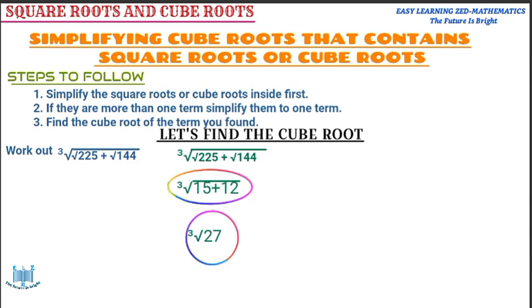Once I've done that, the next thing I'm going to do is go to the third step, which is find the cube root of the term you found. For the cube root of 27, the number that we can multiply by itself 3 times to get 27 is 3. So I'm going to write 3 down here. And 3 is the cube root of 27. So working out the cube root of the square root of 225 plus the square root of 144 will give us the answer, which is 3. So 3 is the correct answer there.